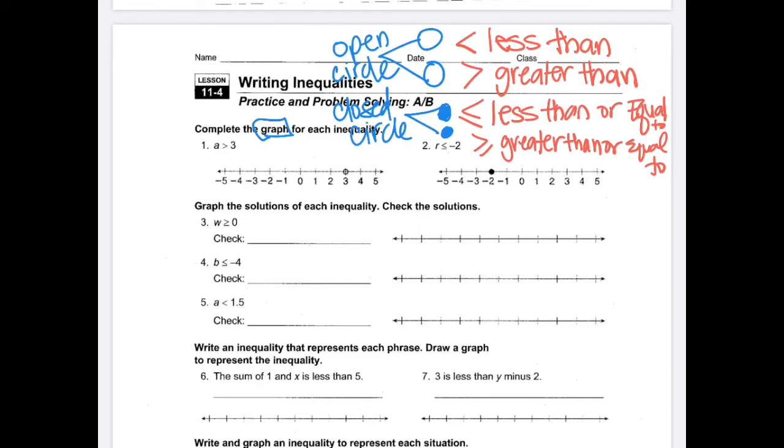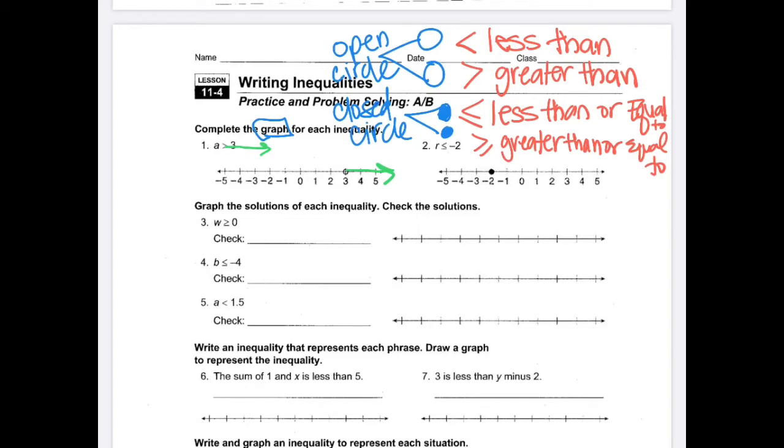So I've got positive 3. I've got an open circle. Now, which way does my arrow point? Our arrow always points in the direction that the back is pointing. So therefore, my arrow would go to the right.